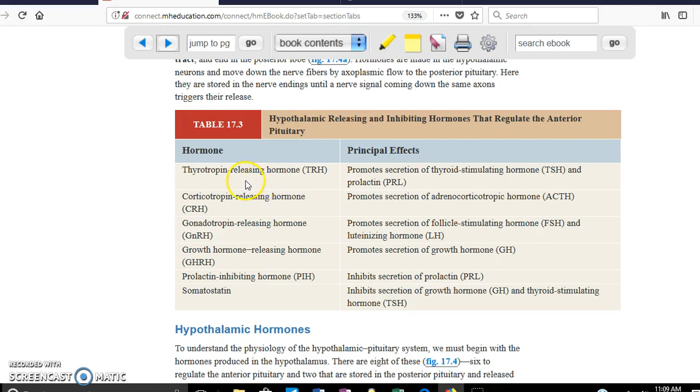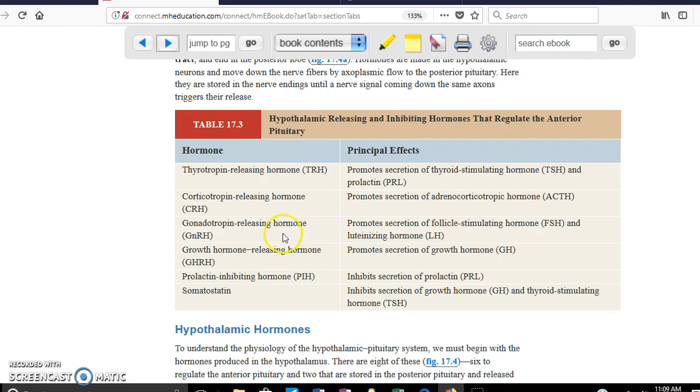It is going to release thyrotropin releasing hormone that is going to stimulate the release of TSH, as you can see here, and prolactin by the pituitary gland. It also produces corticotropin releasing hormone, CRH. Okay, this is from the hypothalamus. What the pituitary is going to do is going to release adrenocorticotropic hormone, which is ACTH.